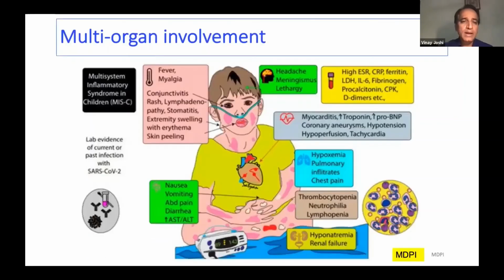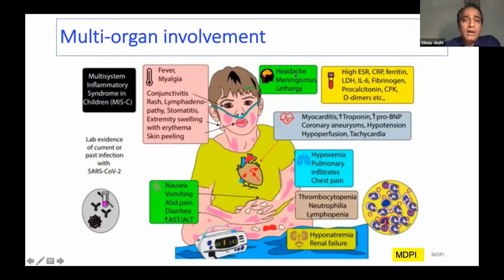Now, as the name implies, multisystem inflammatory syndrome in children has multi-organ involvement, that is head to toe. If you see, the child has symptoms of fever, but prolonged fever, more than 3 to 4 days. There is significant myalgia. We have mucocutaneous features like conjunctivitis, rash, lymphadenopathy, stomatitis. You can see the edema of the limbs.